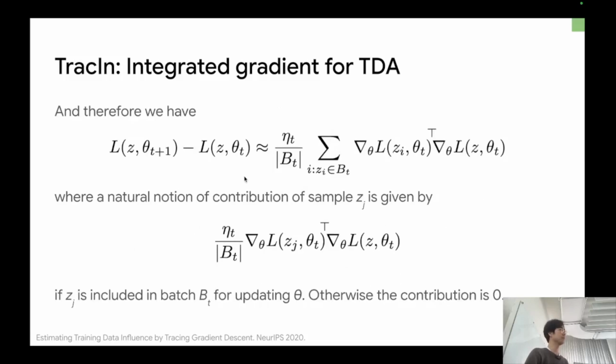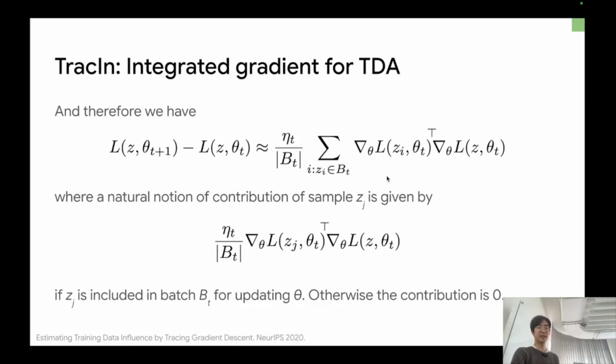And now, given this, we can write down the difference between the loss values before and after this iteration as a summation over all the training samples in the batch, where you're taking the dot product between the parameter gradient for the training sample and the parameter gradient for the test sample.